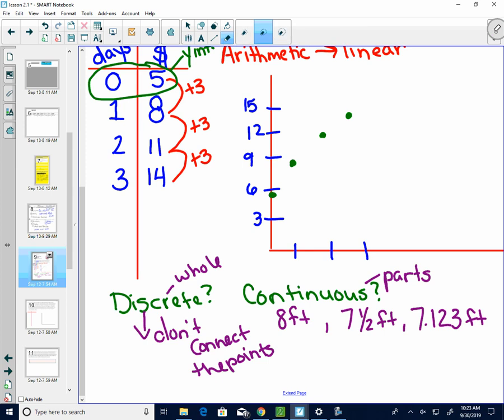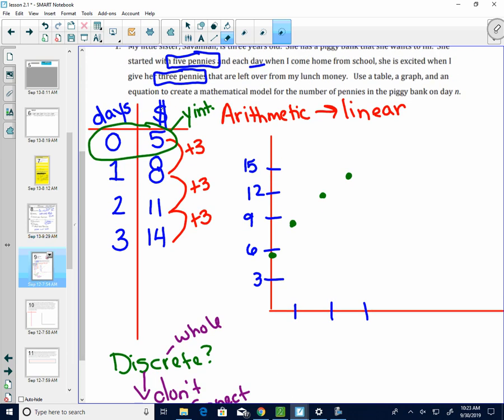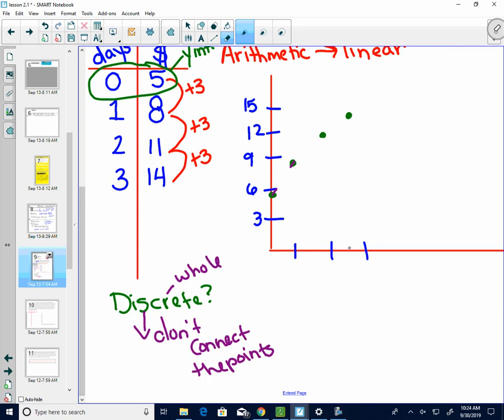And in this example, we're talking about money, and the sister gives 3 cents every day. And it's either the sister gives the 3 cents or she doesn't. Little Savannah isn't earning partway through the day, halfway through the day, Savannah's sister's not giving her 1.5 cents. So this data is actually discrete because we're not breaking up a day into parts, and we're not breaking up that 3 cents into parts.